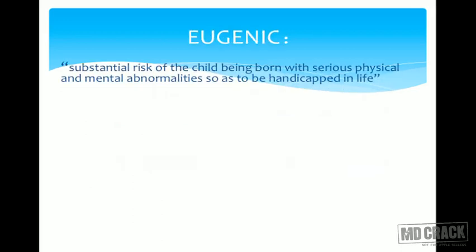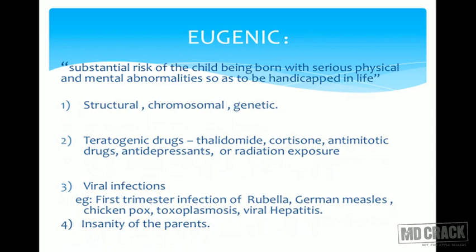Eugenic, where there is substantial risk of the child being born with serious physical and mental abnormalities, so that in his life he would be completely handicapped. In such circumstances, we are allowed to terminate that particular pregnancy. These problems can be structural, chromosomal or genetic.